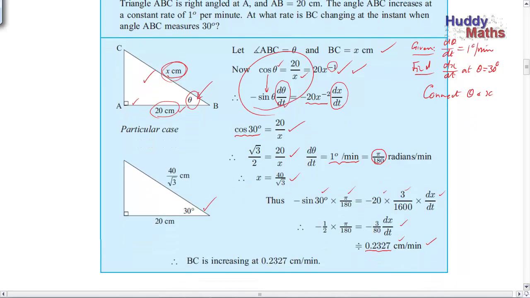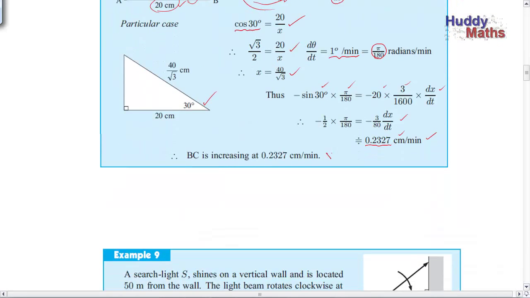Let's do another one. And here's a good statement. We should make that statement at the end. They said, how is BC changing? BC is increasing because this is a positive rate of change at that many centimetres per minute. And really, we should round this off. In this course, we generally have a rule that it's 3 significant figures. So we'll have approximately that.